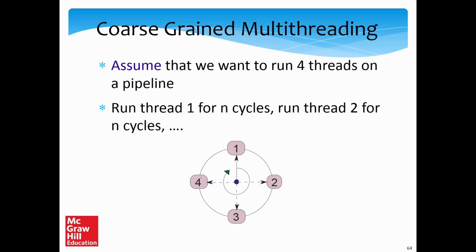Coarse-grained multithreading is the simplest of all, and the idea is extremely simple. Our running example is that we want to run 4 threads on a pipeline. And the pipeline, mind you, is not as simple as the one that we have designed, but it's a complicated pipeline which in principle can also process multiple instructions simultaneously in the same cycle. So this is very simple. We run thread 1 for n cycles, then we run thread 2 for n cycles, and so on. We continue in a round robin fashion.